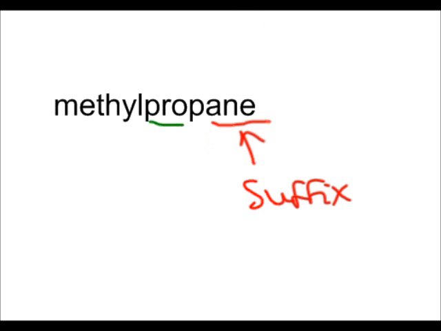The stem, which is the middle part of the name, in this case prop. Now this tells you how many carbons you've got in the longest carbon chain. So it will have a different stem depending on how many carbons are in the longest chain. Now prop means 3, so this tells us that in this molecule we've got a longest carbon chain of 3 carbons.